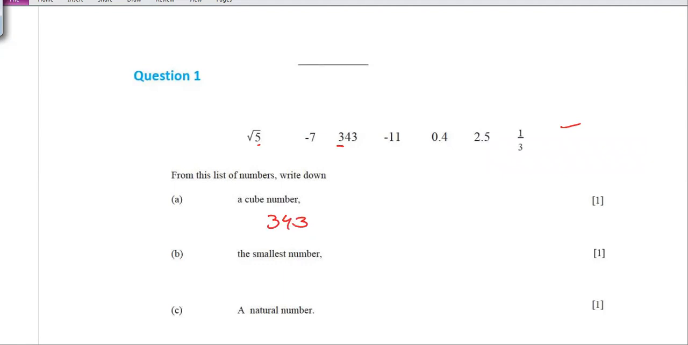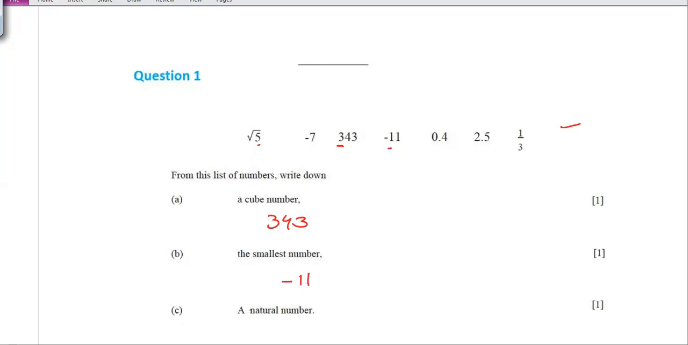Did you understand that one? What is the meaning of a cube number when we have been asked? So no other number is a cube number. Yes, you will check, sir, from this in the similar way. No other number will be a cube number. Okay, then the next one is the smallest number. Obviously, you know, the smallest number will be the more negative number. Which is the most negative number? -11. So this is the smallest number.